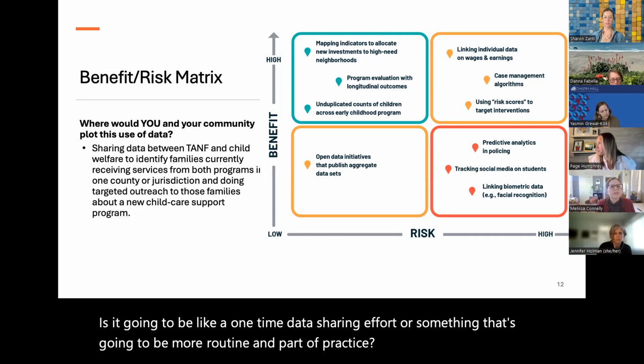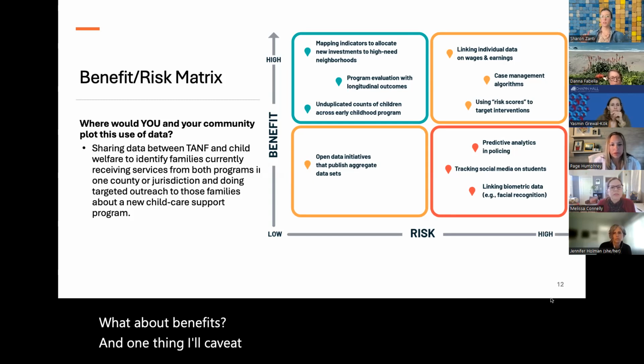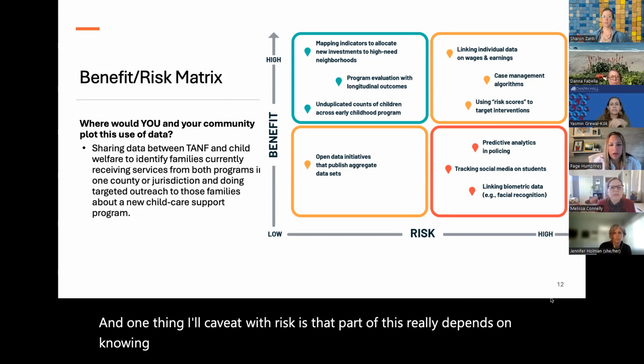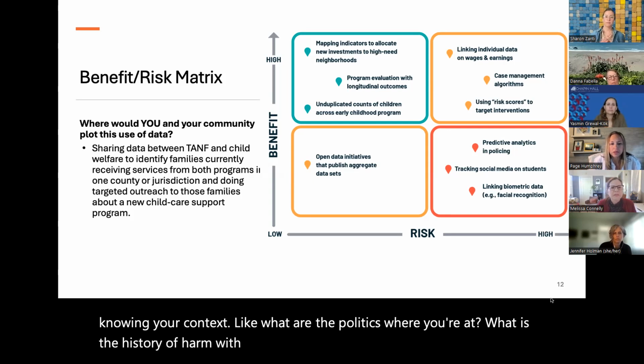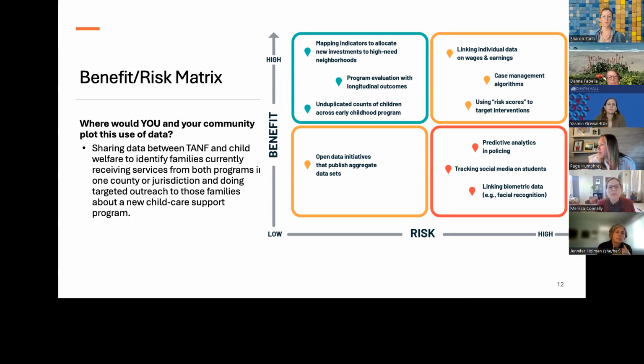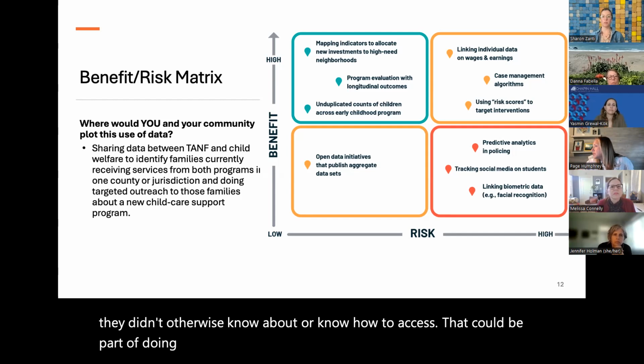What about benefits? And one thing I'll caveat with risk is that part of this really depends on knowing your context. What are the politics where you're at? What is the history of harm with communities? Yep, benefits we might get: giving families access to resources that maybe they didn't otherwise know about or know how to access. That could be part of doing some repair with the community.